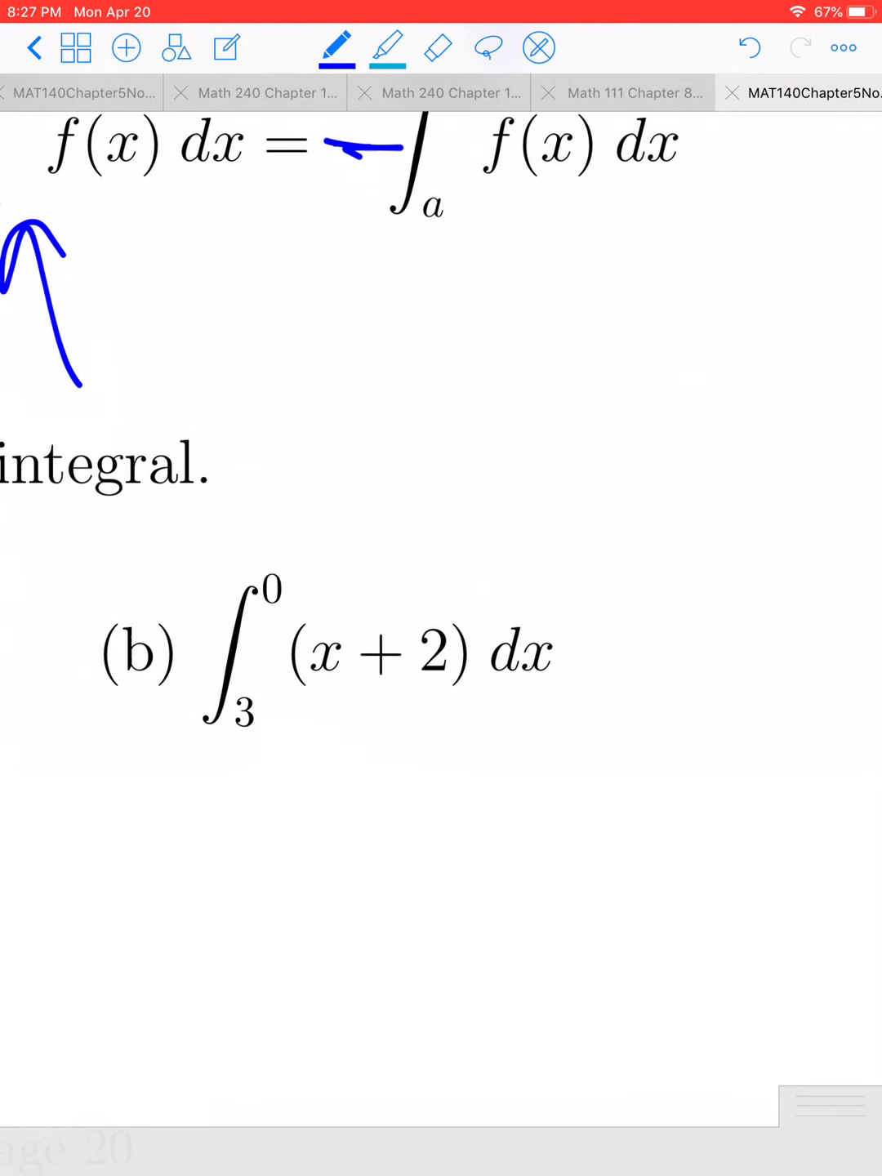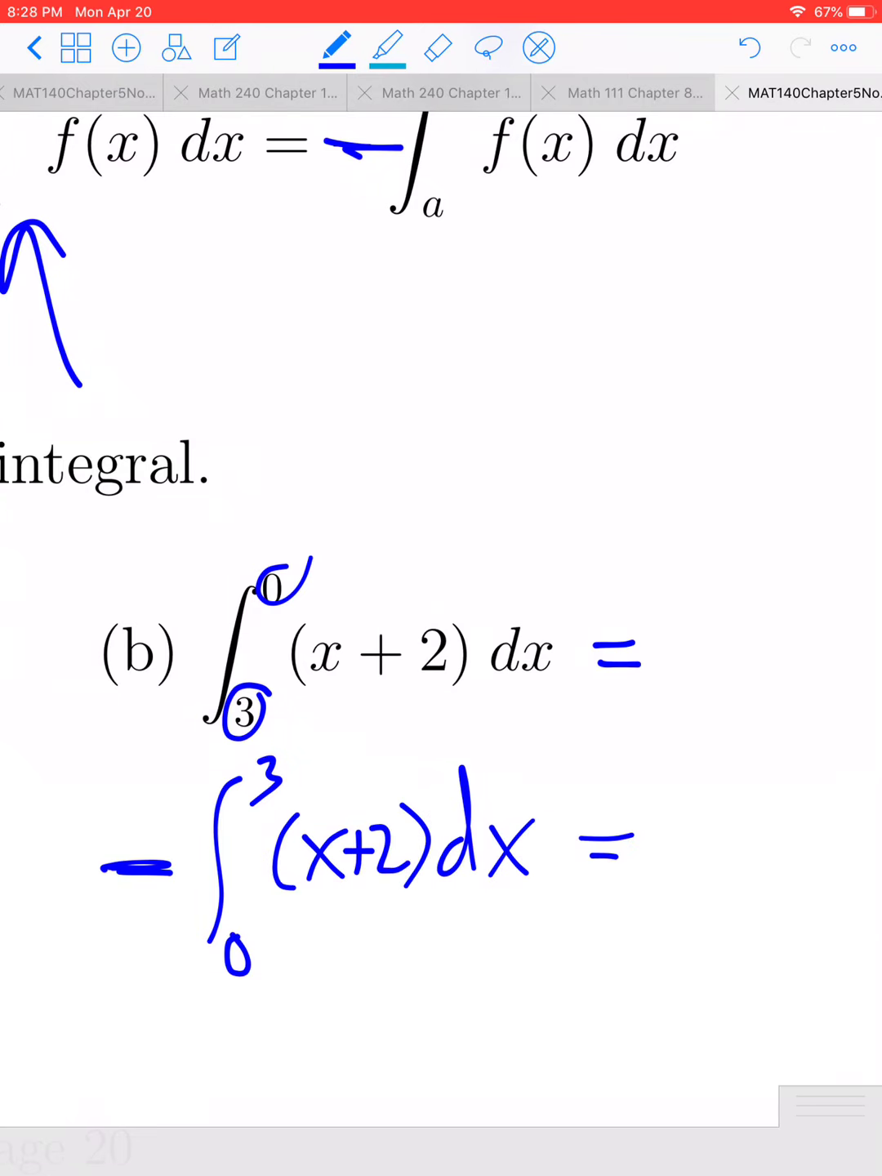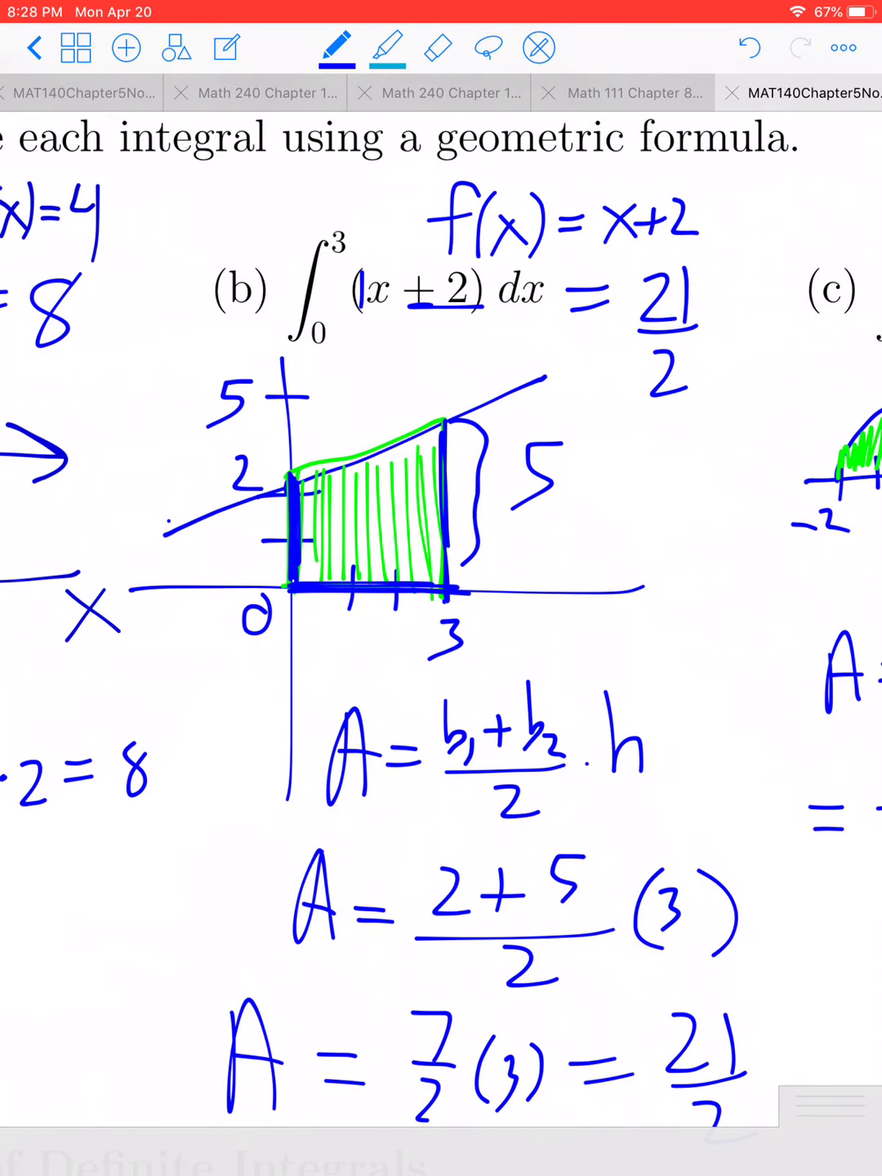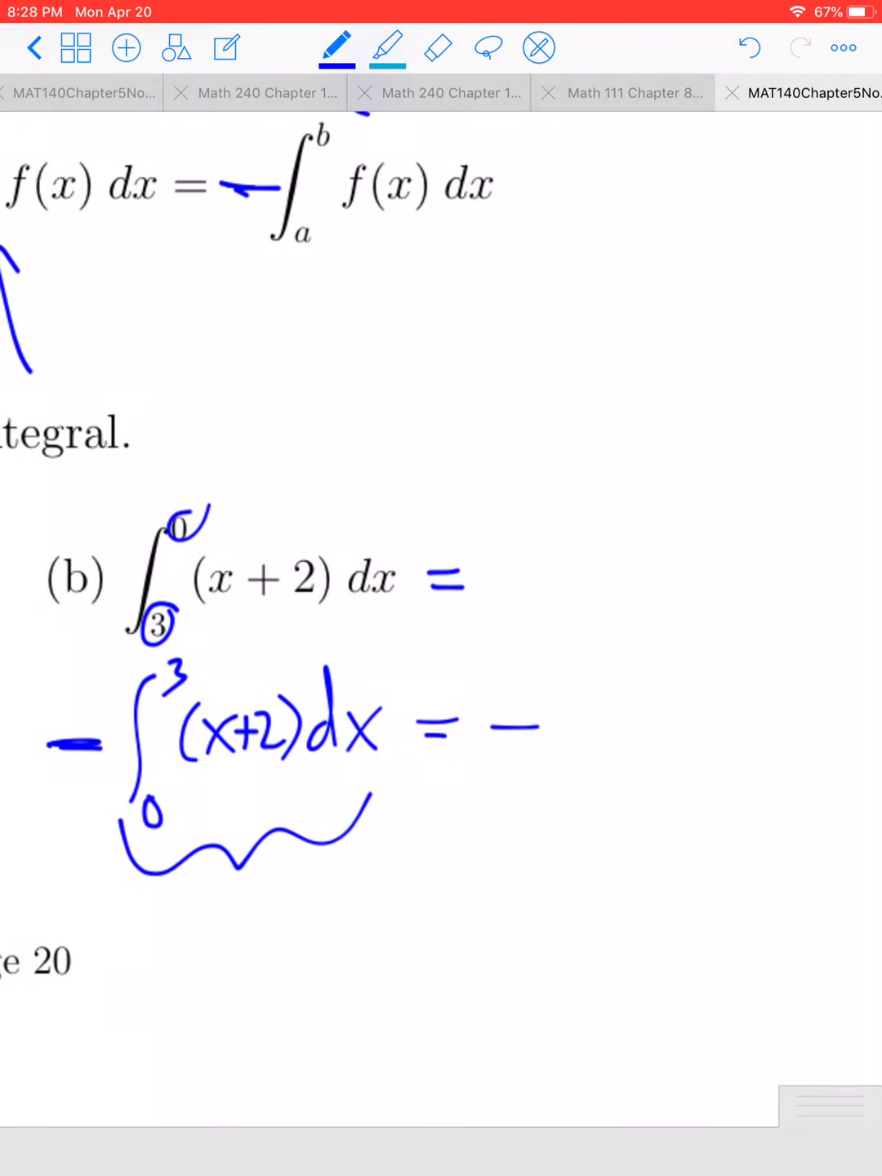For part B, we want the definite integral from 3 to 0 of x plus 2 dx. To work this one out, we would notice that the lower limit is actually larger than the upper limit, so most likely we want to change this. We can switch that order of the limits by changing the sign of the definite integral to negative the integral from 0 to 3 of x plus 2 dx. And then from there, the good news is this piece here, we just worked out in the previous problem. We saw from before that the definite integral from 0 to 3 of x plus 2 dx was 21/2. Therefore, this one would be negative 21/2.